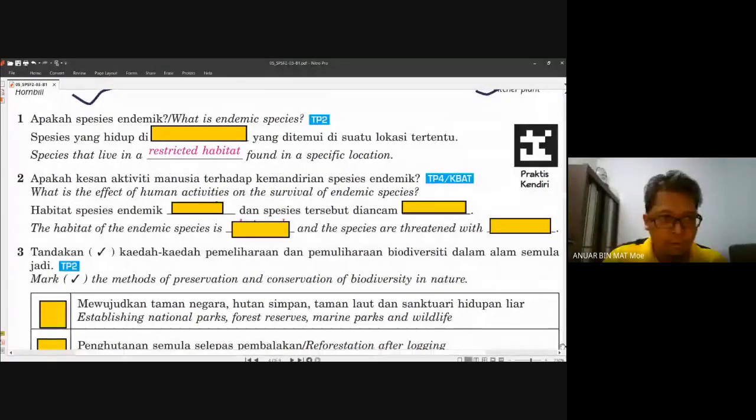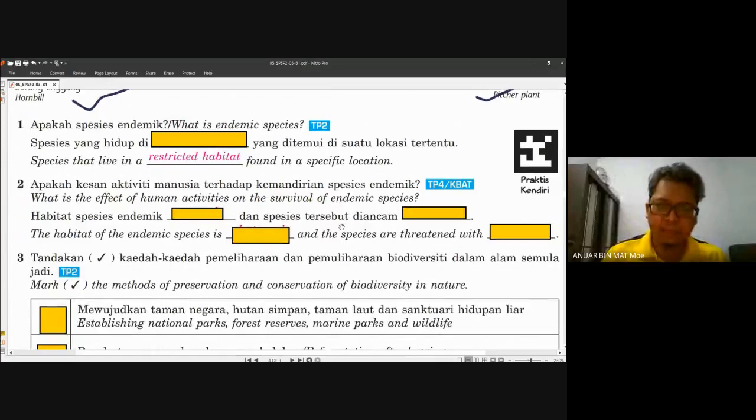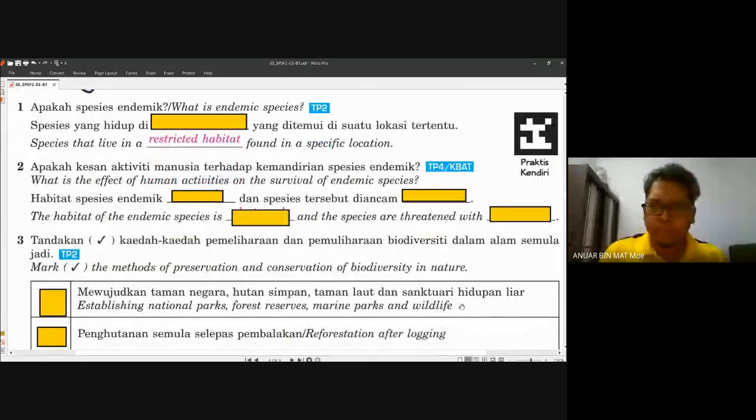So question number 1 is actually the species that live in a restricted habitat. Wan Mantai, yes, your answer is forest. Forest is one of the restricted habitats. By restricted habitat, meaning that the animals live in a very isolated place. Restricted means a small group of animals live in there, for example, in the forest. So I'm not saying that your answer is wrong, but it is not accurate.